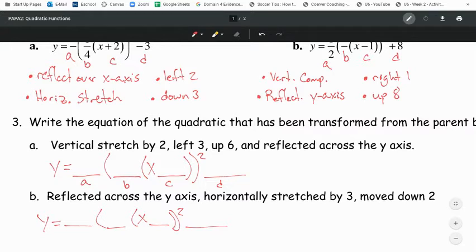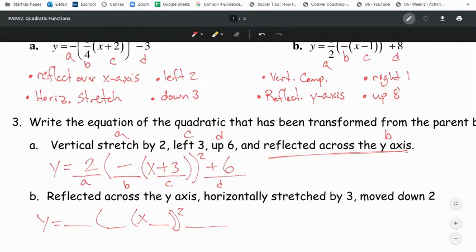Okay, so I have something that's vertically stretched by 2. So this is my A. So I throw a 2 out right there. Then it goes left 3. That's C. So left 3 means I add 3. It goes up 6, which deals with D. So I add 6. And then it's reflected across the y-axis. So y-axis deals with B. So this is going to be a negative right there. And so I'm done writing my equation for that.